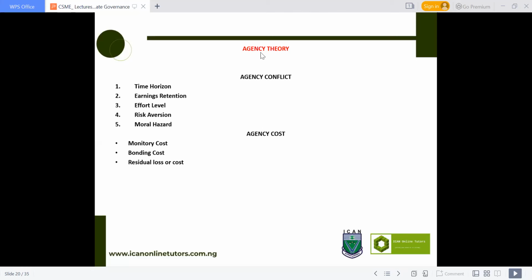Then we also have another one called effort level. Effort level is that the shareholder would like the director to work very well, but the director can work less. Risk aversion is that the executive director and other senior managers usually earn most of their income from the company they work for. So they will not want to take any decision that will affect this income. They will not want to go for any project where maybe in the future the benefit is massive, but it's a chance.